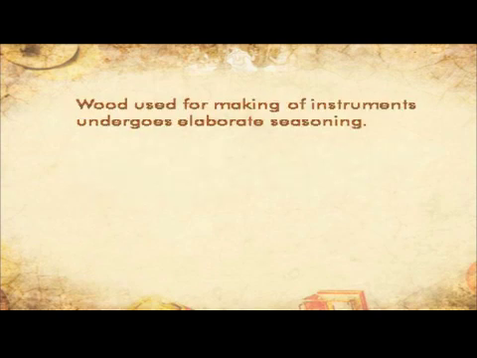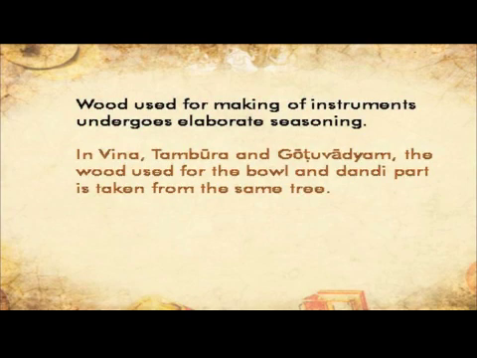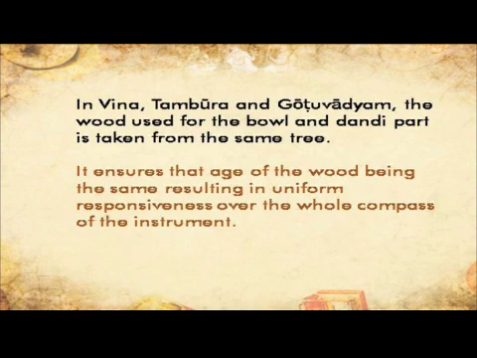The wood that is used for making musical instruments undergoes an elaborate process of seasoning. In the veena, tambura, and the gotuvadyam, the wood used for the bowl part and the dandi part is taken from the same tree. This ensures that, the age of the wood being the same, one can expect uniform responsiveness over the whole compass of the instrument.